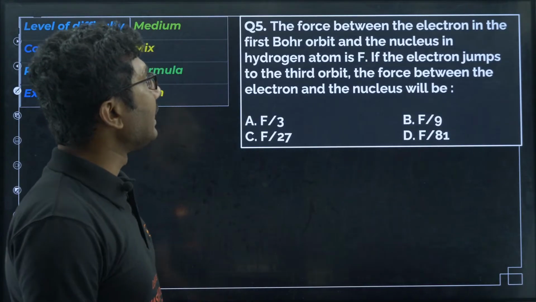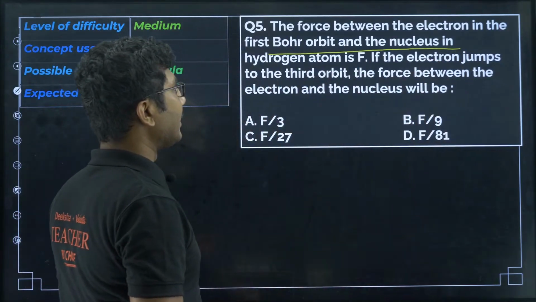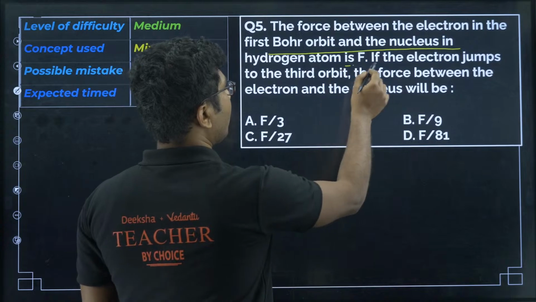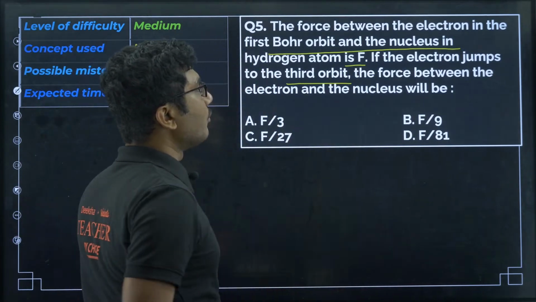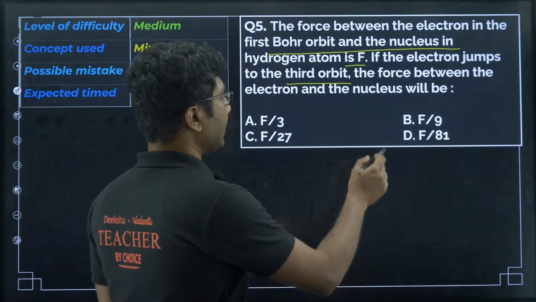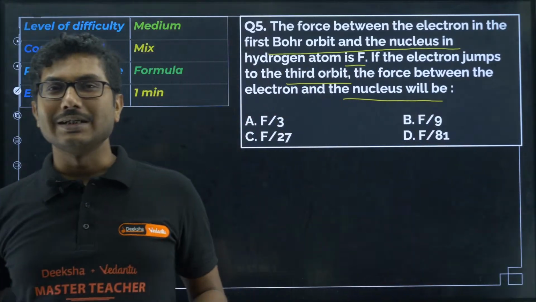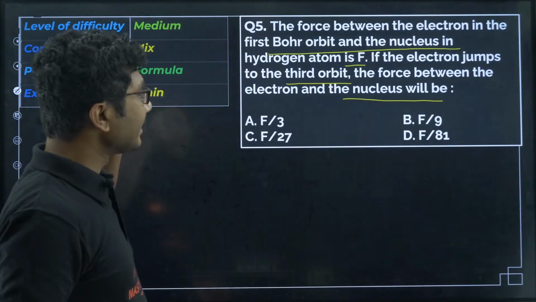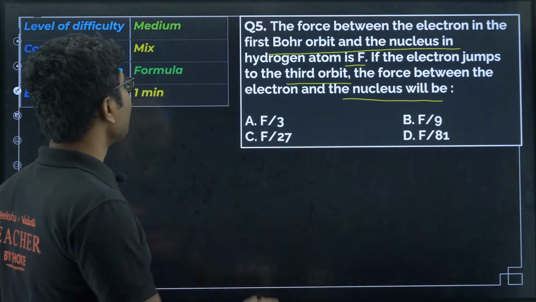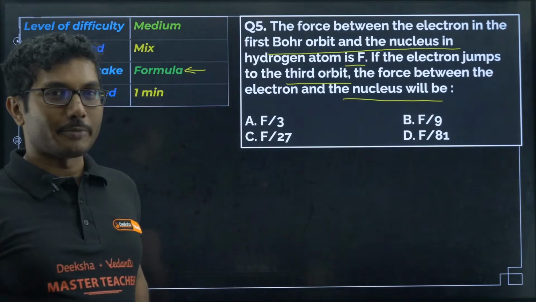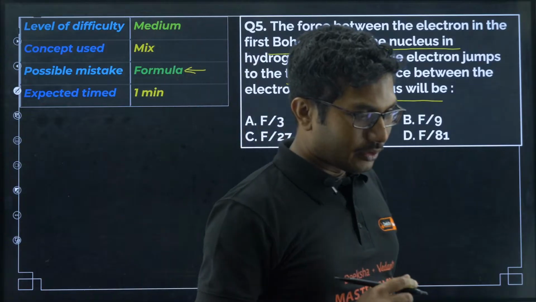The force between the electron in the first Bohr orbit and the nucleus in the hydrogen atom is F. The electron jumps to the third orbit; the force between the electron and the nucleus will be? It is slightly conceptual, otherwise an easy question. I mentioned it is medium, but in my opinion this is a slightly easy question. The only thing you have to remember is the formula for the Bohr orbit, that's it. Okay, so let me solve it. I will give you 1 minute to answer.